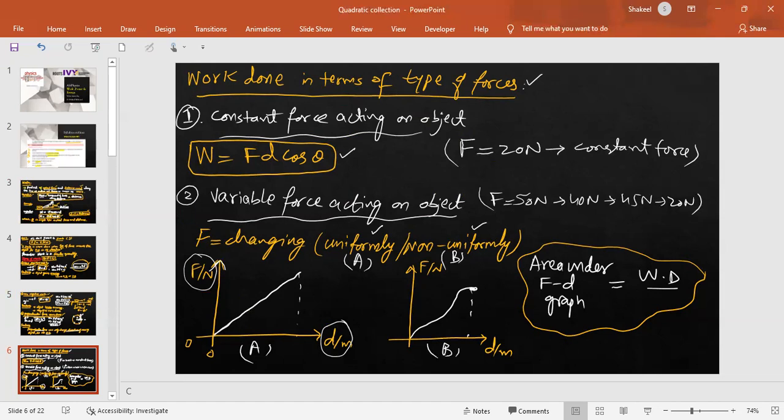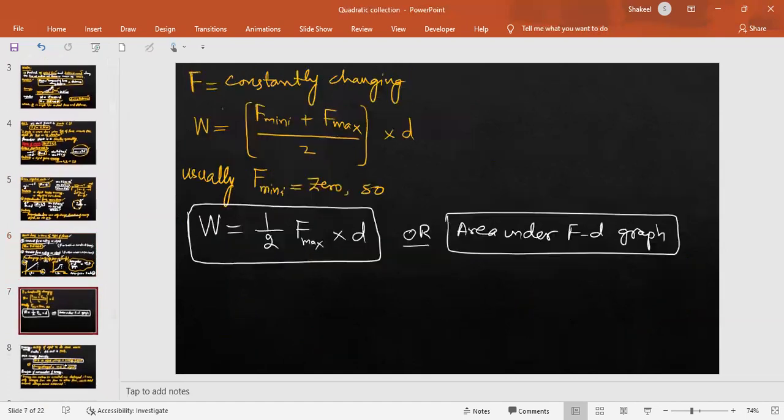non-uniformly changing. So in both of them, the area under the force distance graph gives you work done, because area is the product of the y and x-axis. So if y is F and x is D, then F into D is work. That's why the area under the force distance graph gives you work done, but you'll use it only when the force is changing.